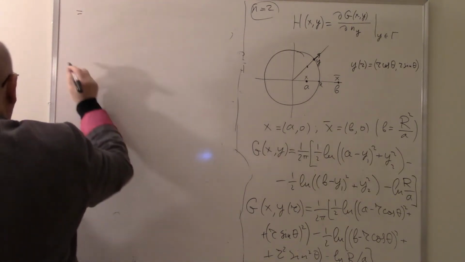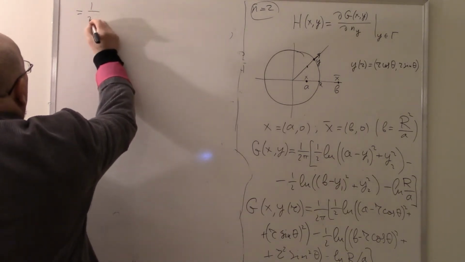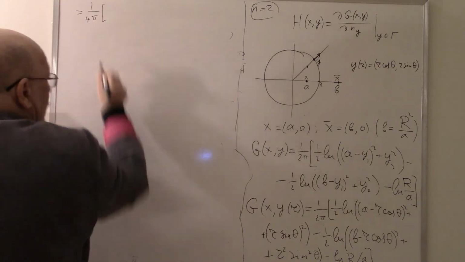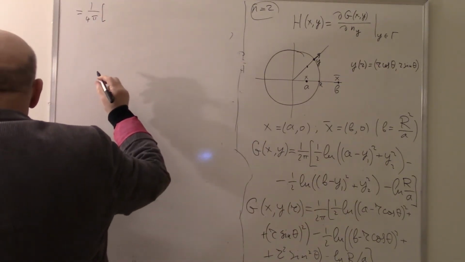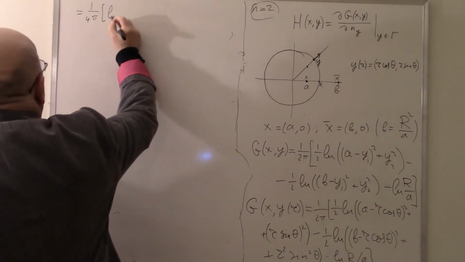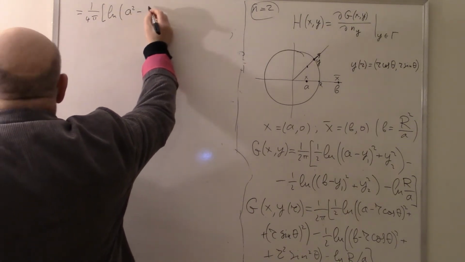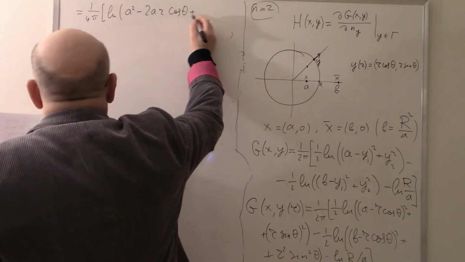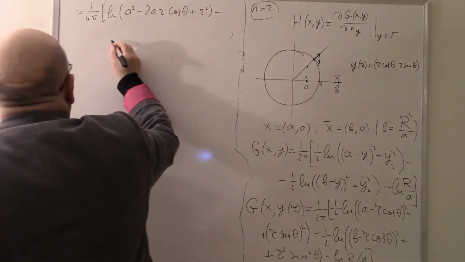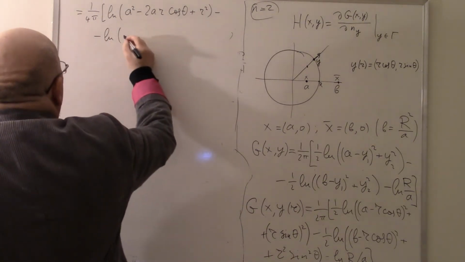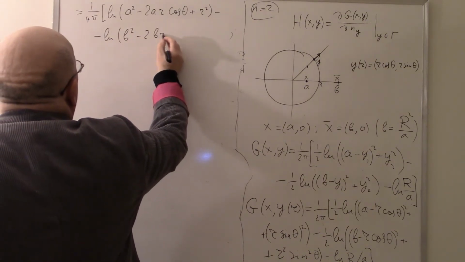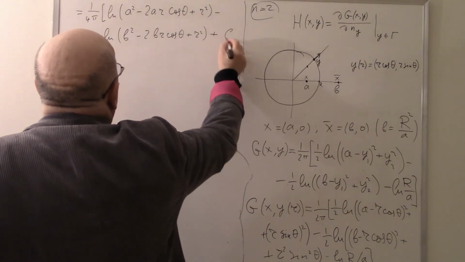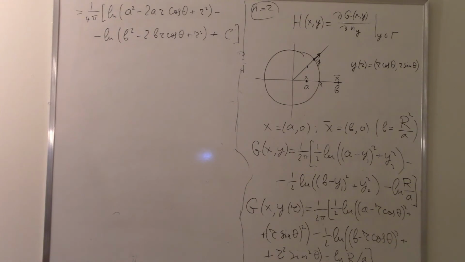So it is equal 1/2 pi. Let me write 4 pi. 1/2, let me put it here out. Logarithm of a square minus 2ar cosine theta plus r square minus logarithm of b square minus 2br cosine theta plus r square plus some constant c, which will disappear because I'm going to differentiate it.